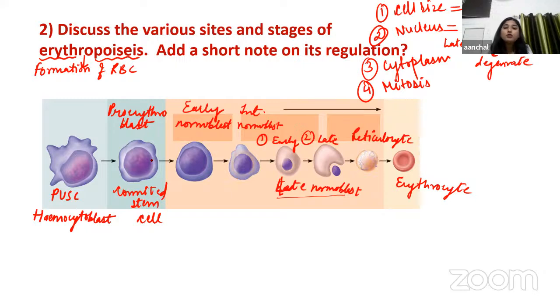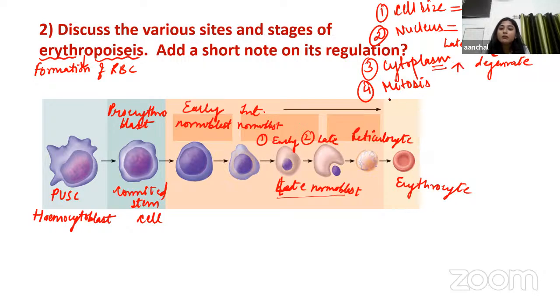Right? And also we can see the size of the nucleus is decreasing. So the size of the cytoplasm is increasing with each stage, right? As we can see, the size of the cytoplasm in the mother cell is very small. Now in proerythroblast, it is increasing. Then in early normoblast, it is more. Then in intermediate normoblast, it is even more. Then with each stage, the size of the cytoplasm is increasing.